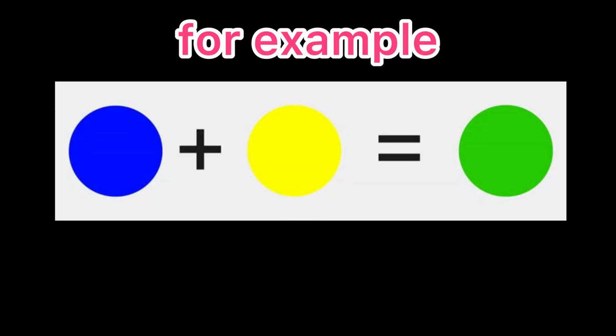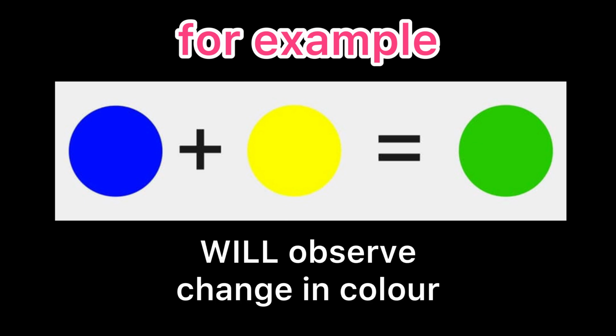For example, if you were to mix blue paint with yellow paint, you will observe a change in colour, which is an indicator of a chemical reaction. However, the atoms have not rearranged and no new product is being formed. Therefore, this is not an example of a chemical reaction.